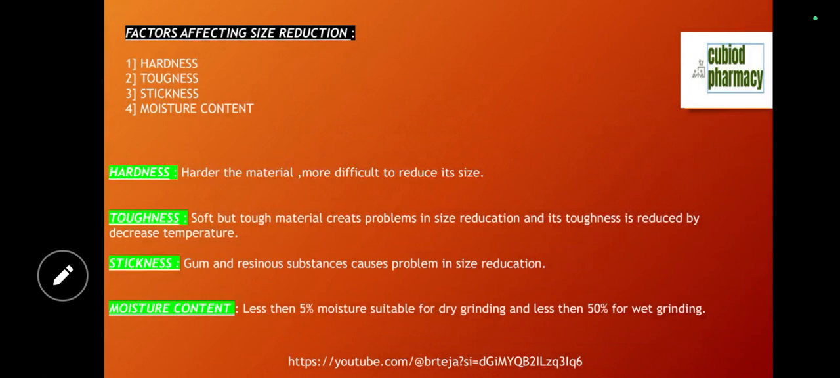Then there are factors. Size reduction depends on hardness, toughness, thickness, and moisture content. These all help to reduce size.